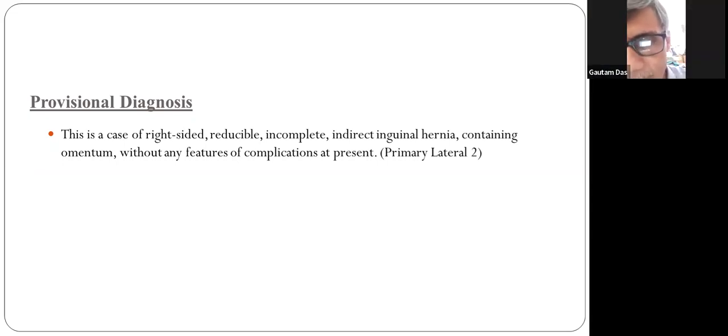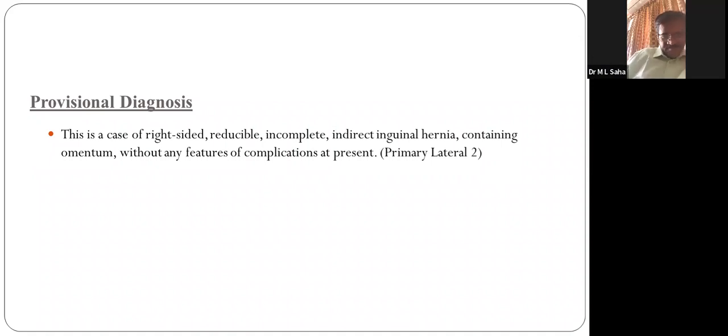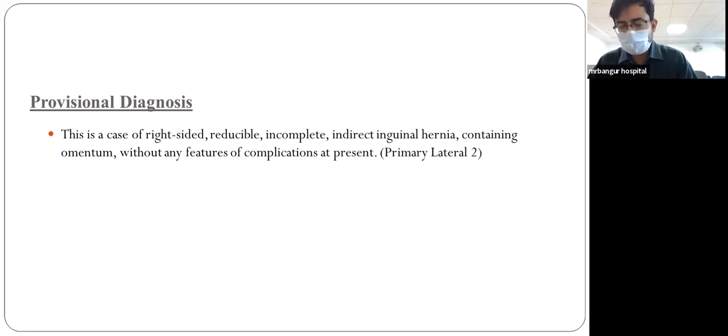Sir, while reducing, in case of an omentocele, initial reduction is difficult and then it is easier. While in case of an enterocele, initially it is easy and the later part is difficult. No, you are saying just the reverse. Sorry, sir. In an enterocele, the initial part is difficult and later is easy, and in an omentocele initial is easier and later is difficult, sir.